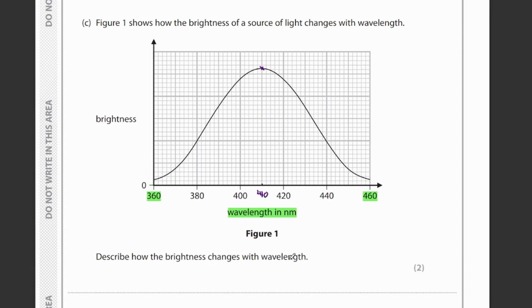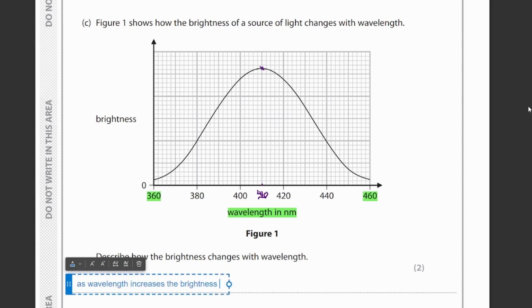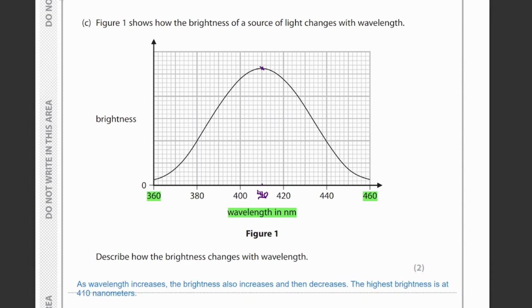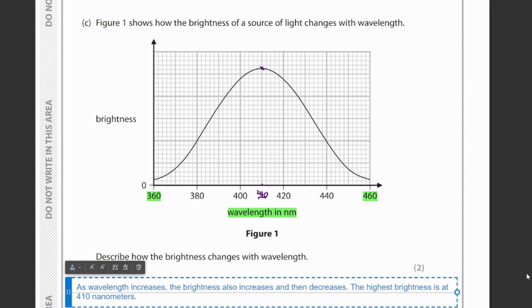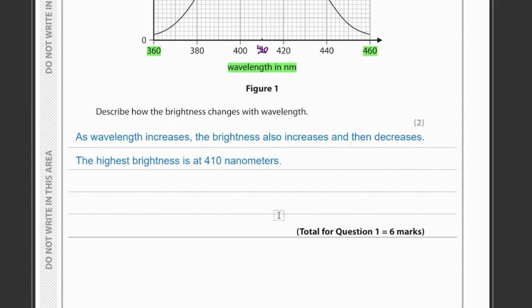Describe how the brightness changes with the wavelength. So how do you describe what is happening? As the wavelength increases, the brightness also increases up to a point and then decreases. That's one mark, and the second mark is for saying the highest brightness is at 410 nanometers. So let's write the answer down. As wavelength increases, the brightness also increases and then decreases. The highest brightness is at 410 nanometers. This should give you both the marks. That brings us to the end of question number 1.